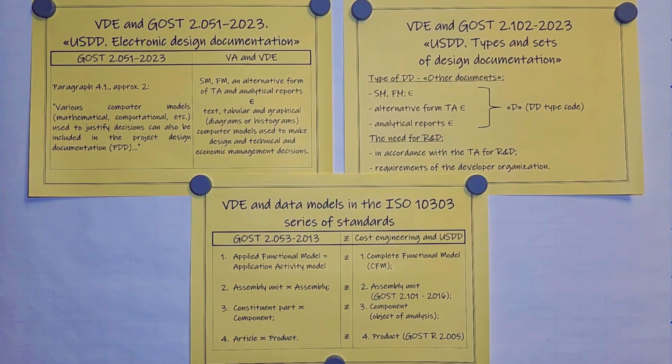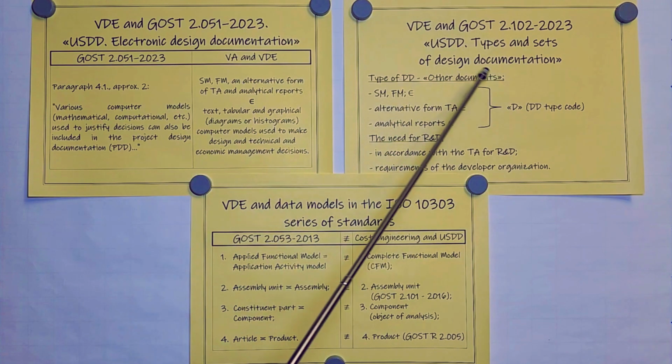The simplest solution in this case is to classify them as other documents in accordance with the classification given in GOST 2.102 of the United System of Design Documentation. In accordance with the symbols given in GOST 2.102, other documents refer to optional documents, i.e. documents the need for the development of which is established either in the terms of reference for development or by the developer organization based on the characteristics of the development object.